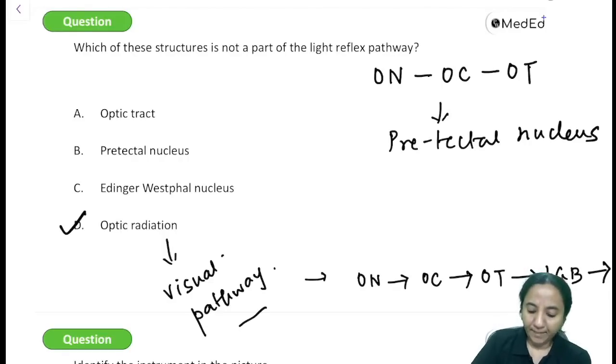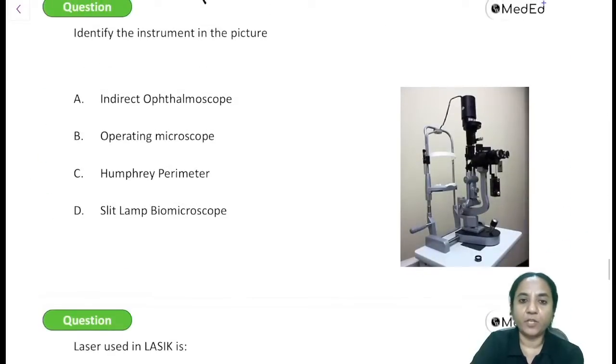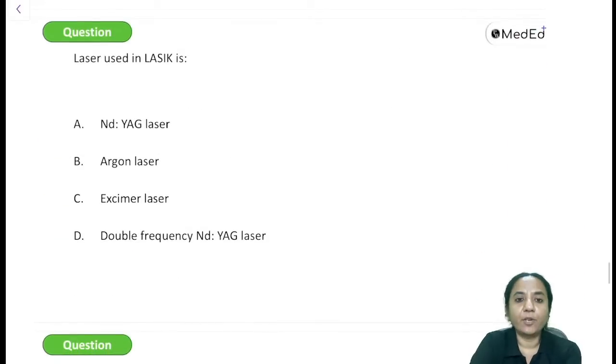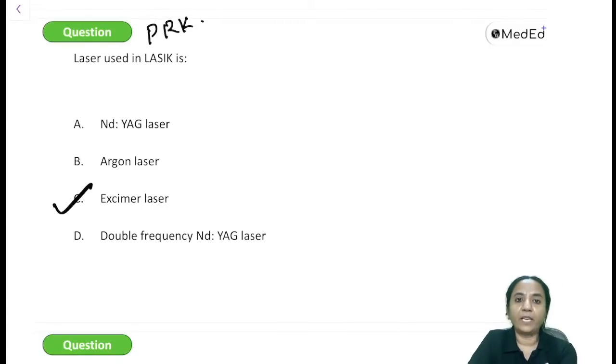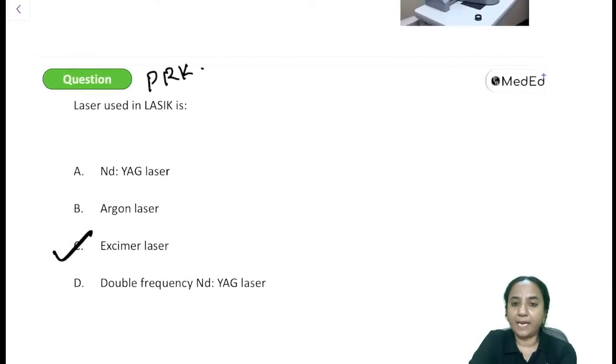Chalo? Identify the instrument in the picture. Nothing to explain really. This is the slit lamp biomicroscope. Next question. What is the laser used in LASIK? We just discussed it now. It is the excimer laser. LASIK as well as PRK, both in PRK and LASIK we use excimer laser.